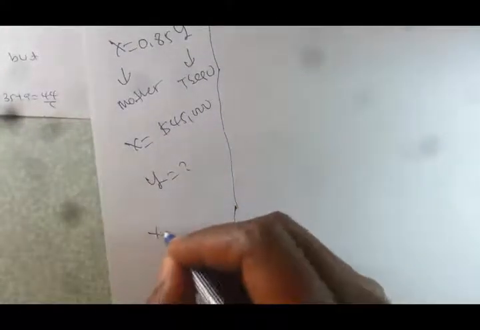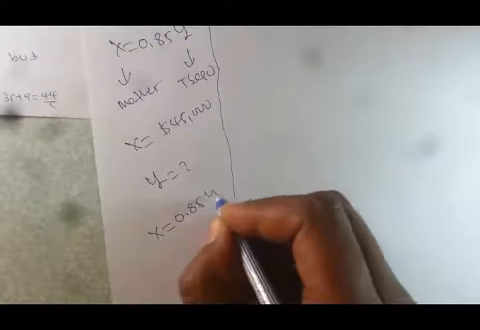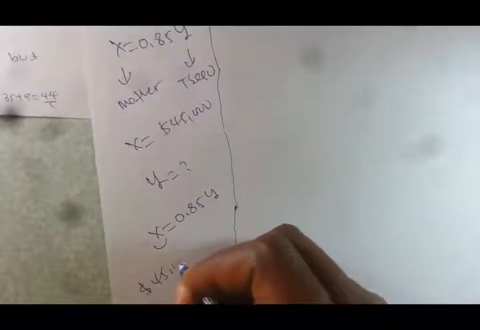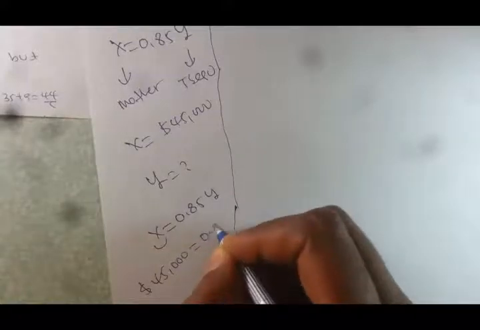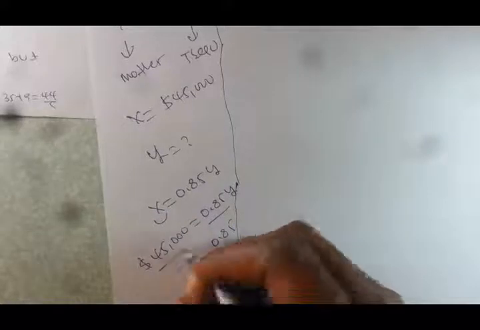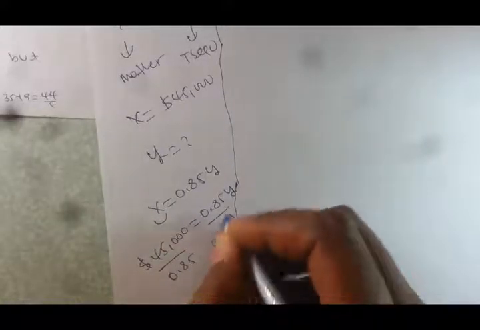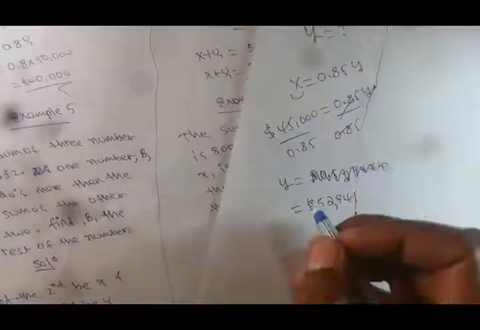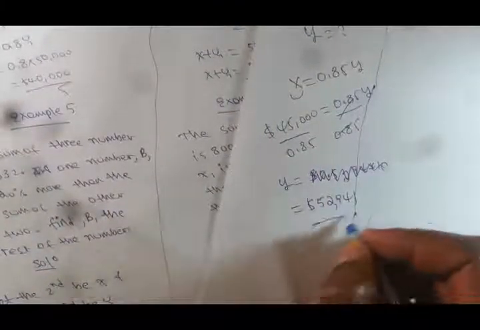We already found x equals 0.85 times y, and we know the value of x. The value of x is $45,000. This is equal to 0.85 times y. When we divide by 0.85, this will be cancelled. Therefore the value of y is $52,941.